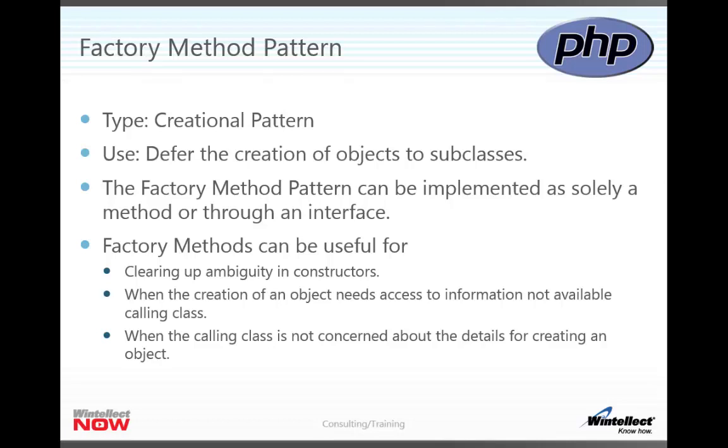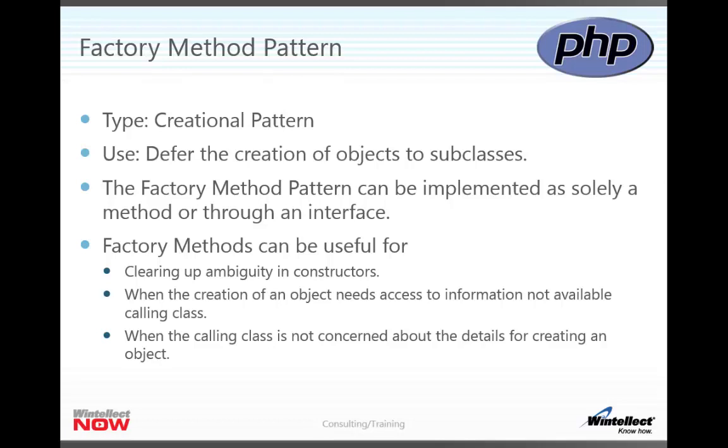For instance, if there was a private variable inside of a class that's not accessible by the calling class that's actually trying to create a particular object, then you might want a factory method to call, and then it can access some data that's inside of the class in which it exists.